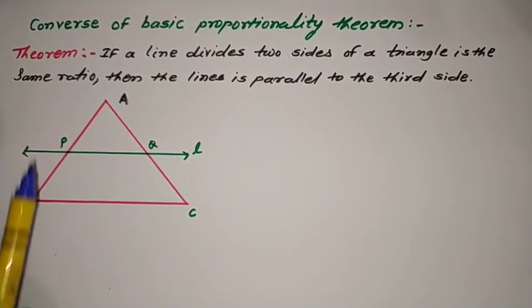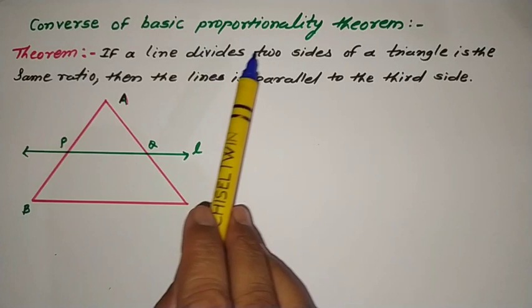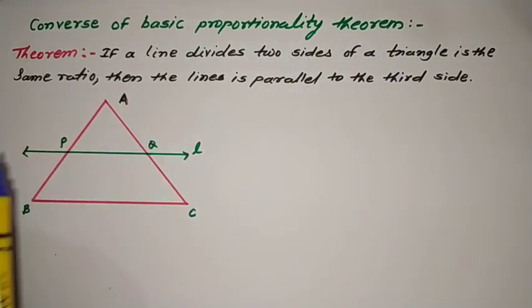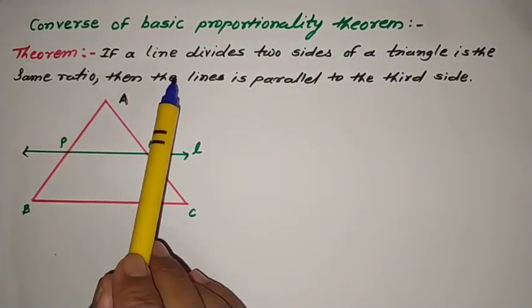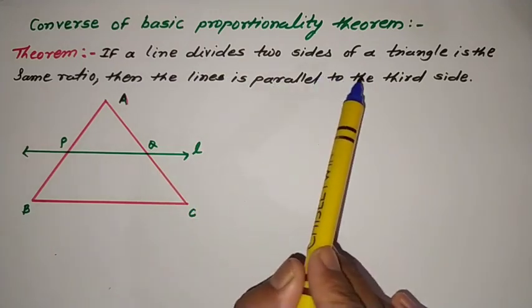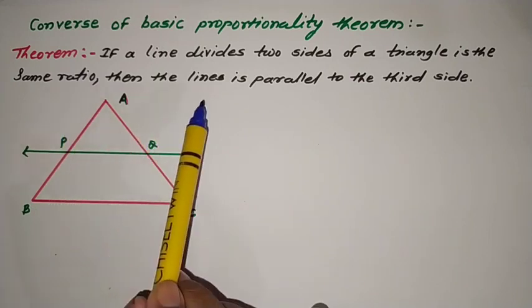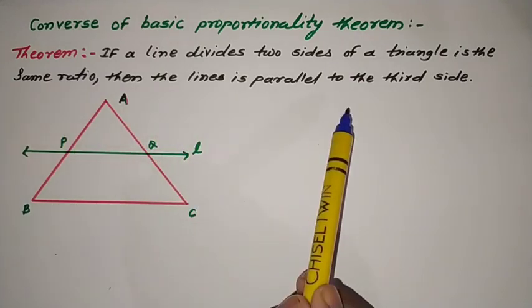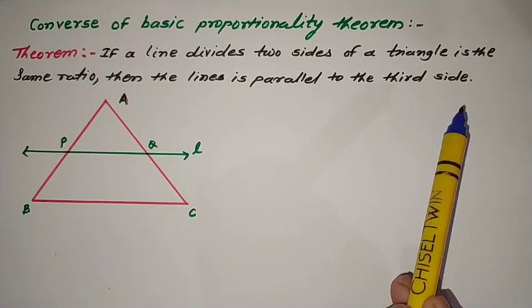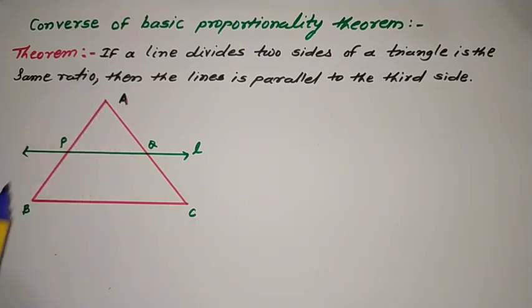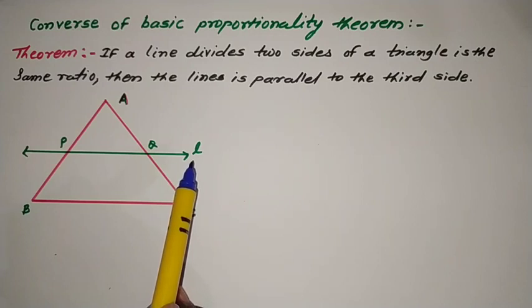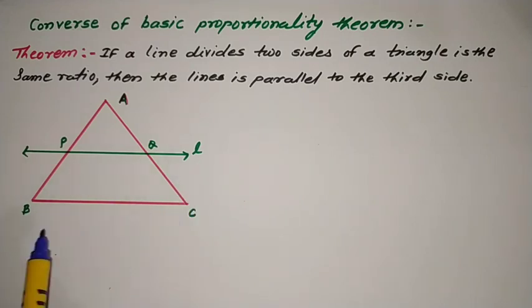Let's see the converse of the basic proportionality theorem. Statement of theorem: if a line divides two sides of a triangle in the same ratio, then the line is parallel to the third side. Observe the following figure: in triangle ABC, line L is parallel to side BC.